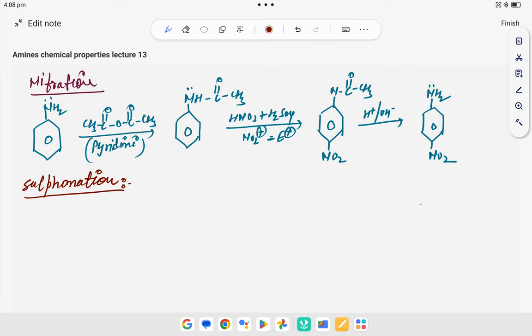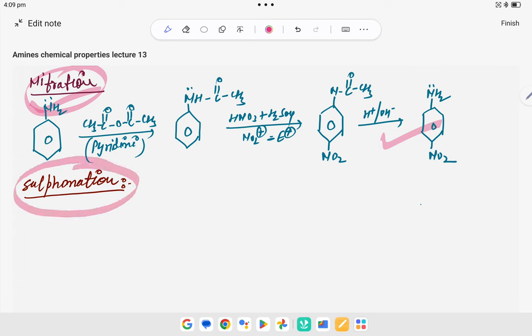Till the last lecture, we have completed the nitration. We are completing the electrophilic substitution reaction for the amines today. Till the nitration, it is mentioned here already on the screen. This nitration process we have completed yesterday. Now, the next process is sulphonation. So come to the sulphonation, children.